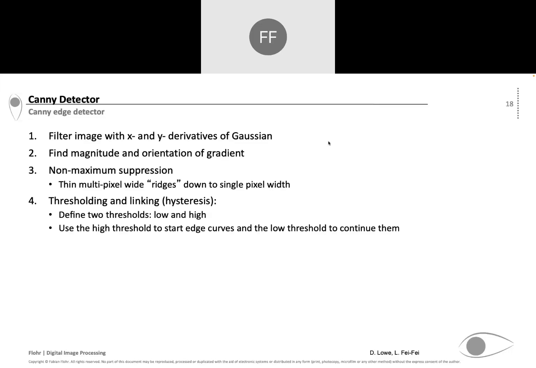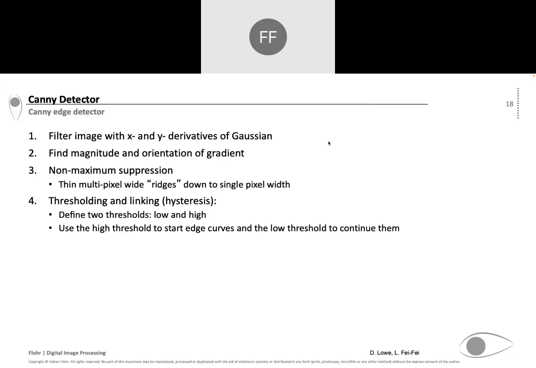Then you do a so-called non-maximum suppression. This is the important step to get rid of too many false positives beside the actual edge. So you take only the maximum in a local window, and this thins out the edge. And remember, this is one of our criteria that we would like to have. We want a single response, a thin line, and this step, non-maximum suppression, gets that for you.